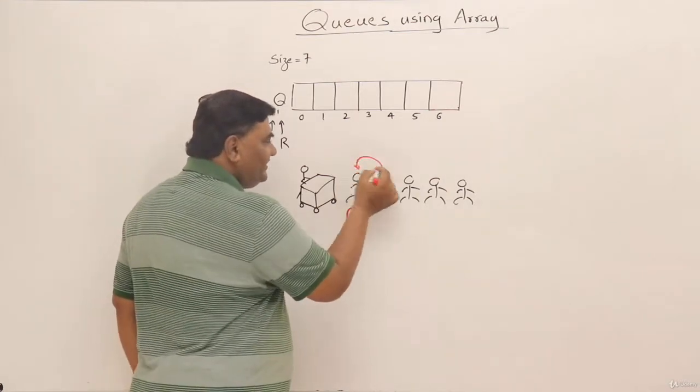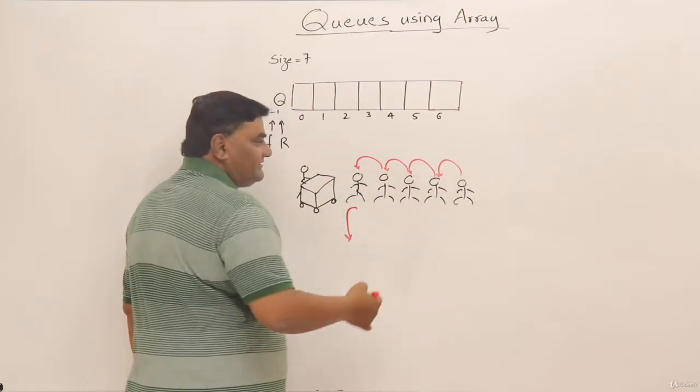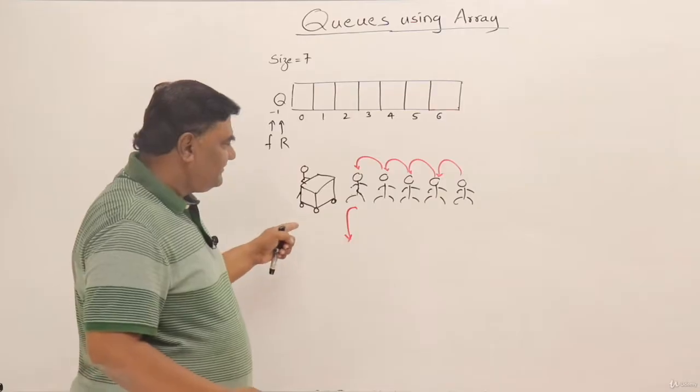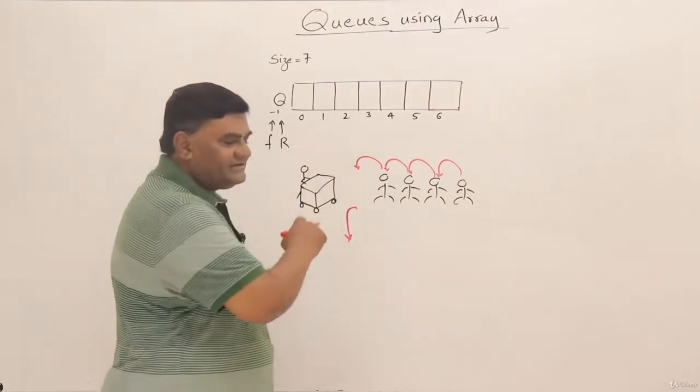So this person will move here and he will come to his place, and this person takes his place. So they all will shift because this person has gone. This person is not there in the queue, so this place is free.